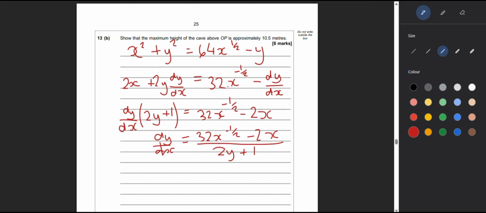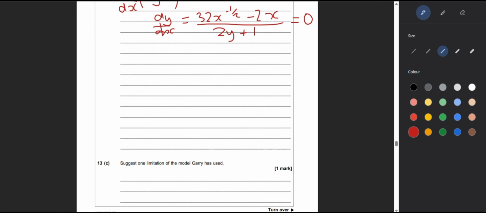And then we need to set that equal to 0, don't we? We need to set that equal to 0. So that means for that to equal 0, the top bit has to equal 0. The bottom, if we try and mess with that, it's obviously, if that's 0, it's undefined. So we're just going to make the top equal 0 because the numerator equals 0, the whole thing's going to equal 0. So let's do 32 x to the power of minus a half minus 2x is equal to 0.